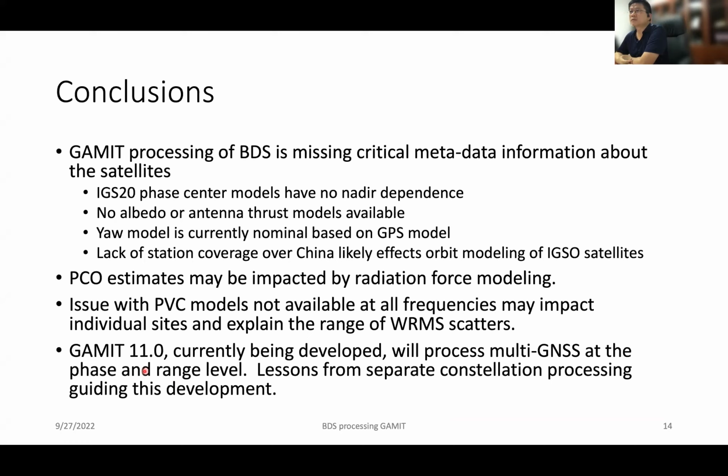Any questions for Tom? Yeah, I can see something coming in. Okay. Have any tests been made over Africa, especially using GAMIT?